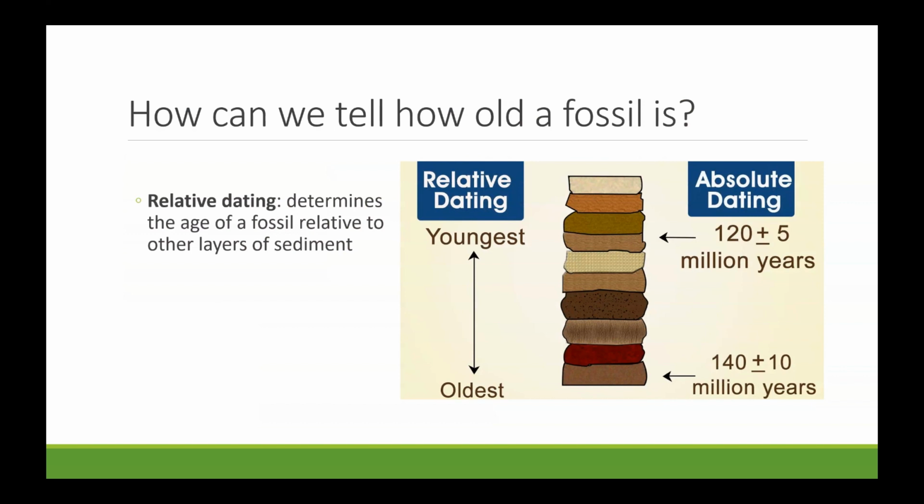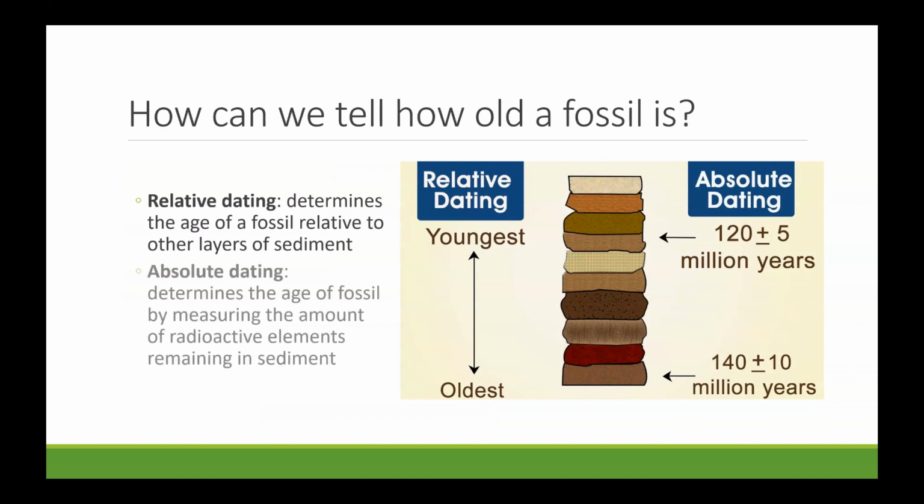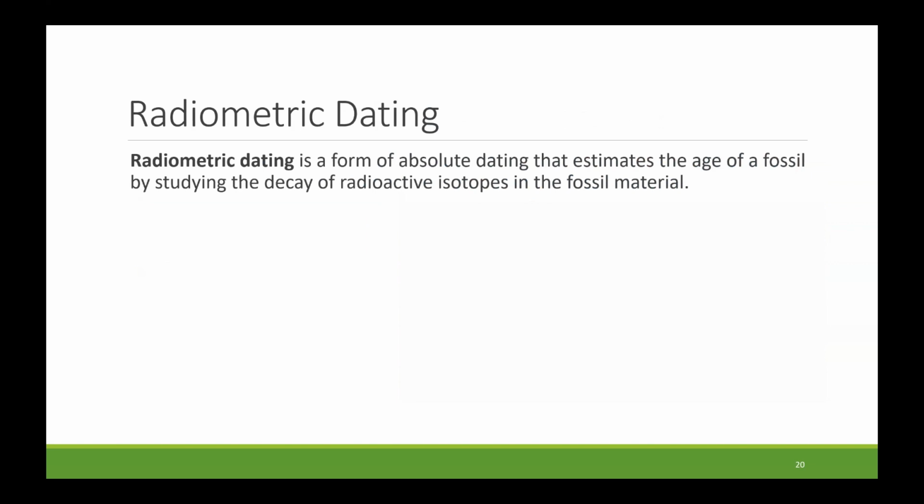But oftentimes relative dating isn't good enough. Often you need to know an actual number of how many years ago the fossil was formed, because the shifting of tectonic plates can sometimes bring deeper layers to the surface, and so relative dating might not give you an accurate picture. So that's where absolute dating comes in. There are a few approaches to absolute dating, but the most common one involves determining the age of the fossil by measuring the amount of radioactive elements remaining in the sediment. And this technique is called radiometric dating.